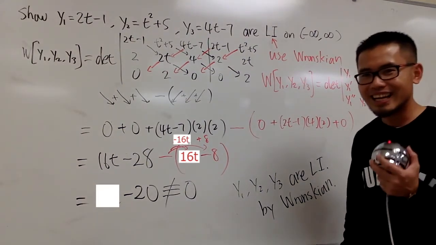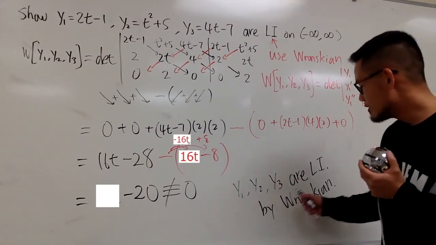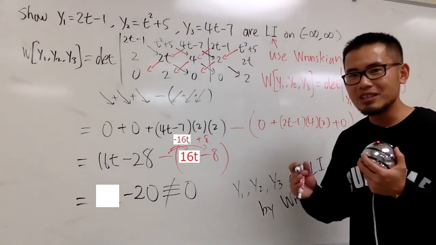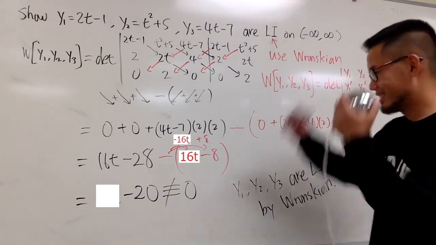One last time. To show functions are linearly independent, you can use the Wronskian. But to show functions are linearly dependent, use the definition. That's it.